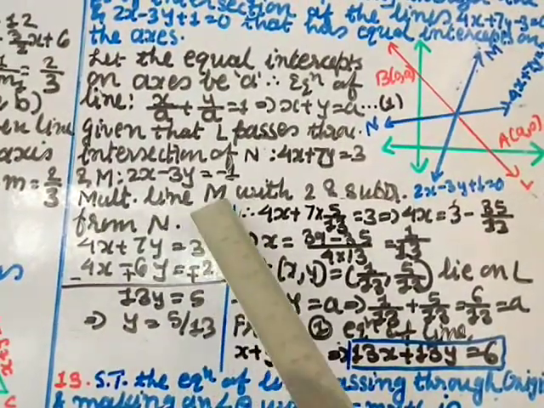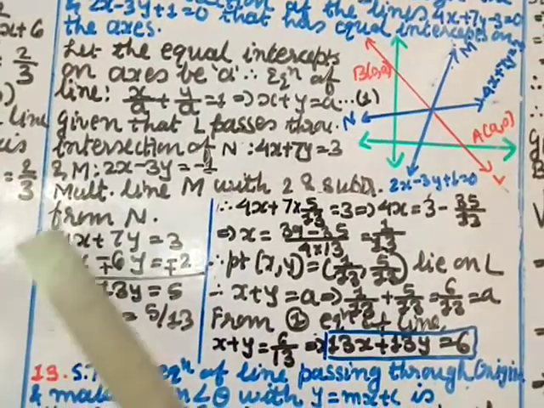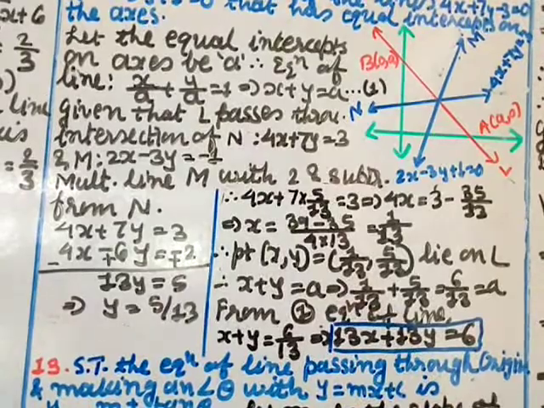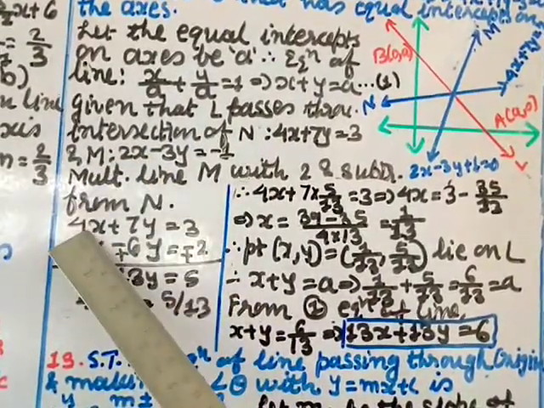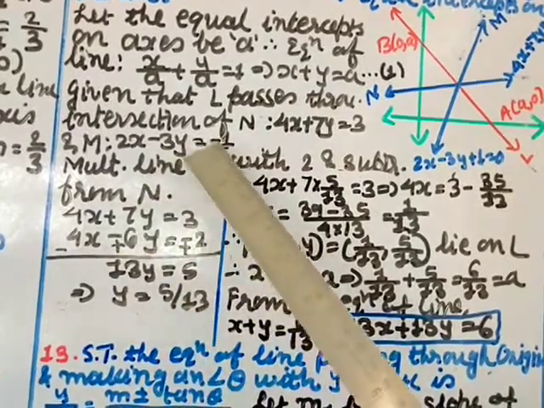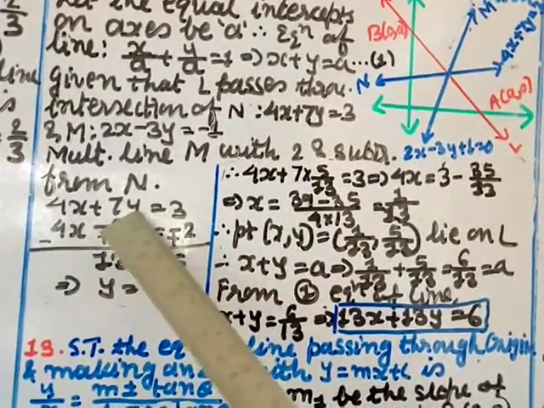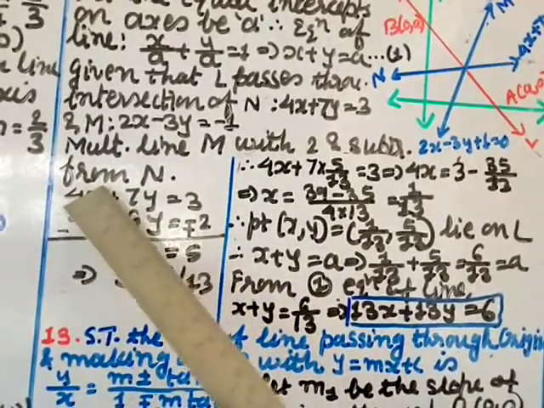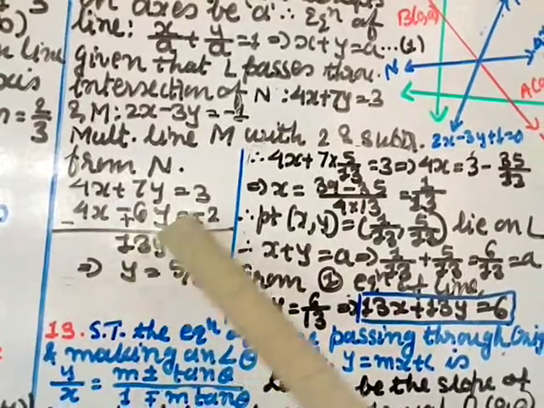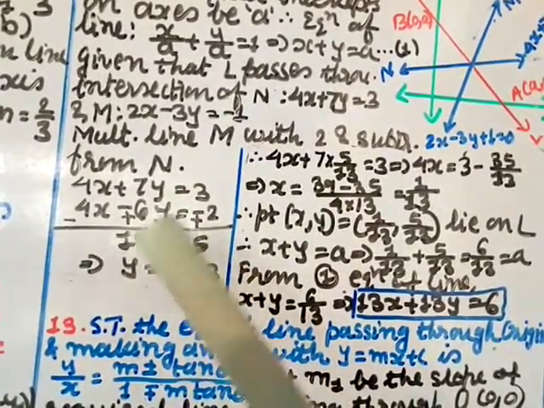So multiply line M with 2 and subtract from N. Here 4 is there, here 2 is there, so multiply this by 2 and subtract from here. So this I multiply: 2 into 2, 4x; 3 into 2, 6y; and minus 1 into 2, minus 2, and this line is 4x plus 7y equal to 3. Change the sign, so 4x minus 4x cut, so 7 plus 6 gives you 13y, 3 plus 2 gives you 5, so y value is 5 by 13. So this is the y coordinate.